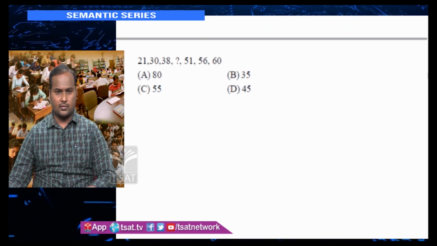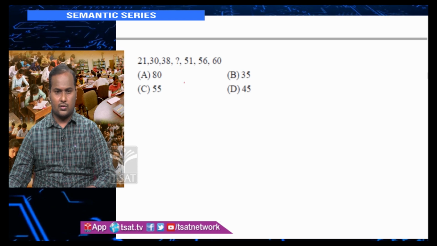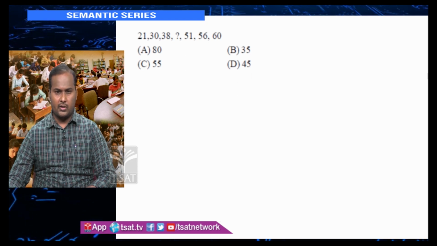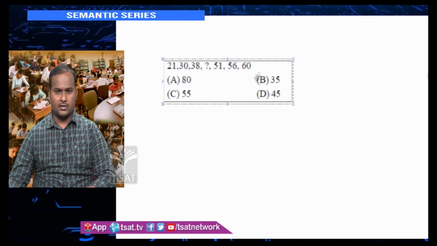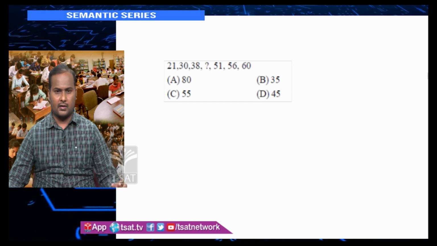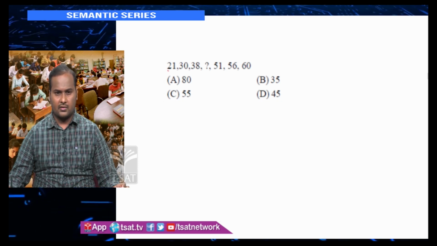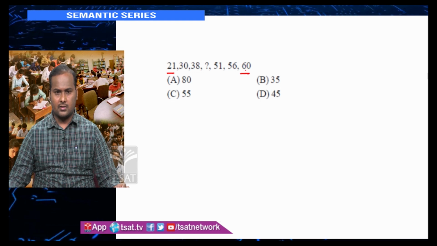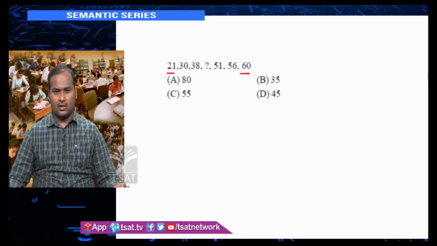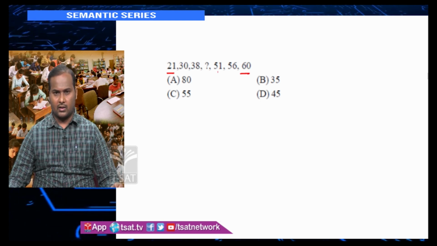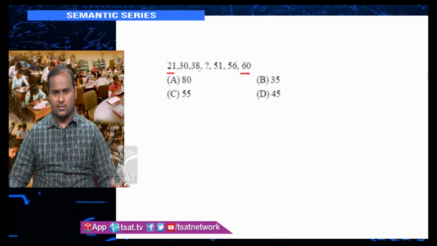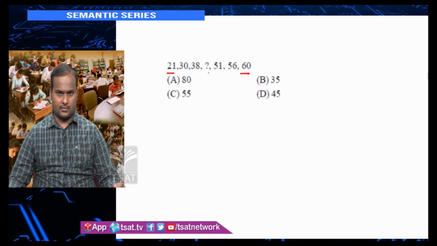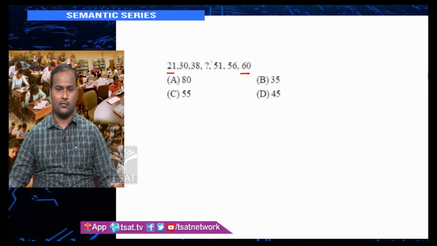See, in this particular question, the moment you see it, there is not much increase. The increase is very less. For example, the first number is 21 and the last number is 60, and in between there are many numbers in this sequence. So whenever you see this, just take the difference, not multiplication. Now you take the difference.